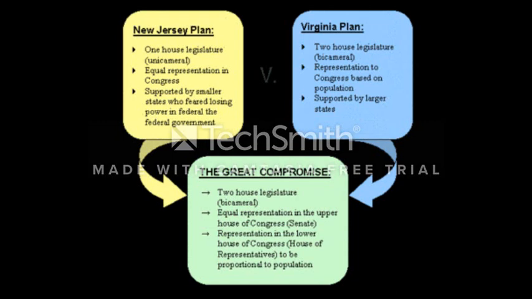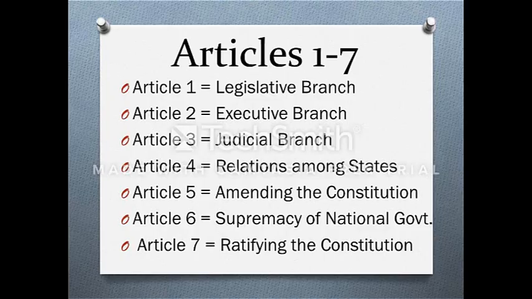Okay, and when we look at that compromise, after you're done understanding how they compromised on those two plans, then you're going to get into the meat of the Constitution itself. And there are some major concepts that you need to pull out of the reading. Obviously, you need to understand the different articles that we have in the Constitution.